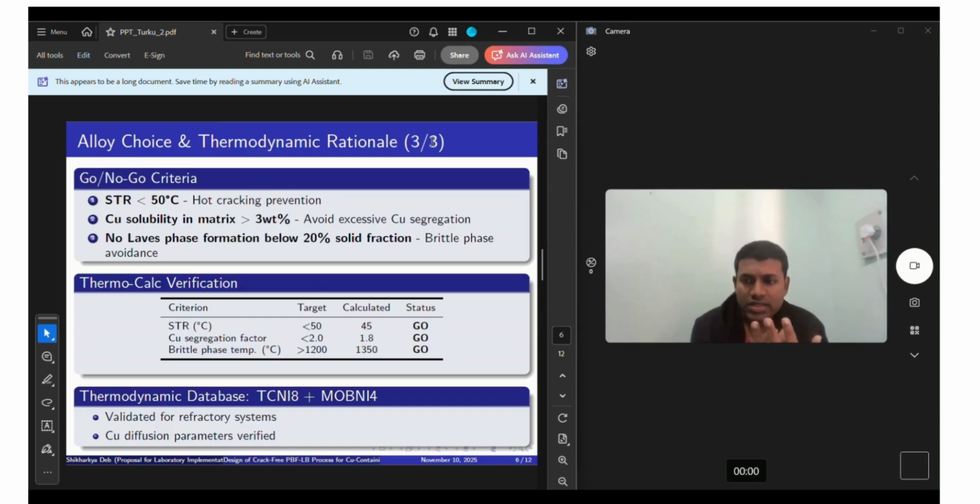The thermodynamic verification criteria are as follows, which include the target value, the calculated value, and the status. For STR, it has to be less than 50 degrees, and the calculated value was 45. For copper segregation, it has to be less than 2, and it was calculated to be 1.8. The brittle phase temperature has to be larger than 1200 degrees centigrade, and it was calculated to be 1350, which is a go. The thermodynamic databases include the TCNI8 plus the MOBNI4 for the validation of the refractory systems.